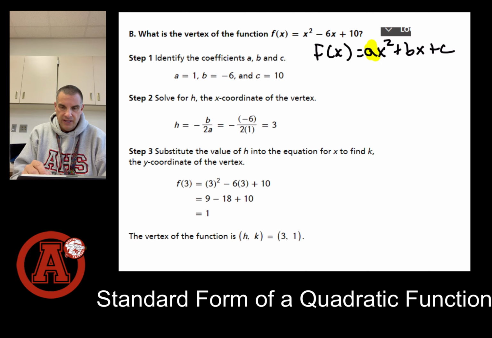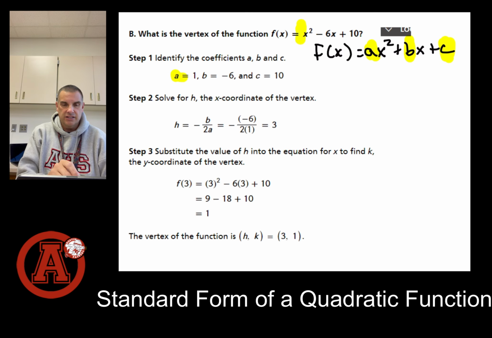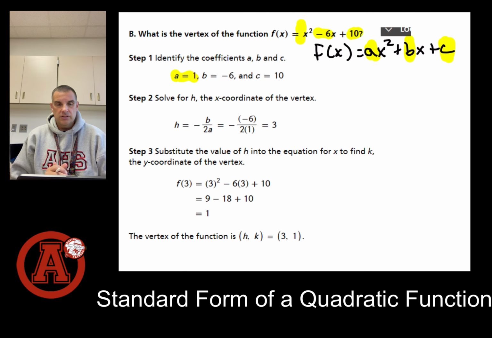Your a value, your b value, and your c value are really always given to you. Our a value is the value out in front of the x squared. In this case, there's nothing there, so it's 1. And notice it's plus, so our b value is -6, and our c value is 10. We're going to use those to find the axis of symmetry.